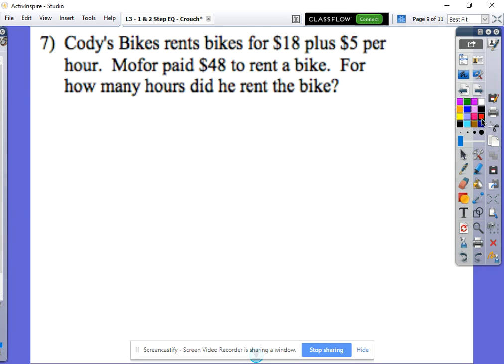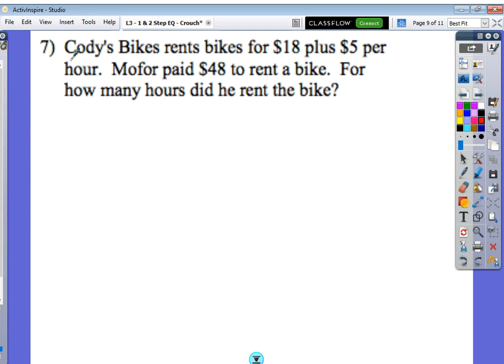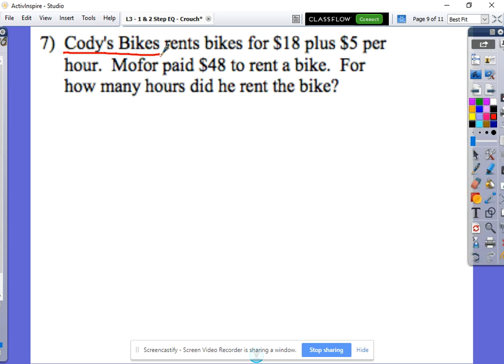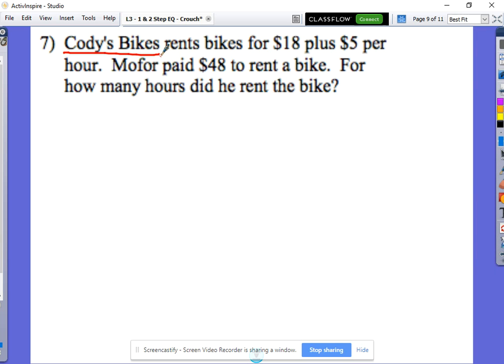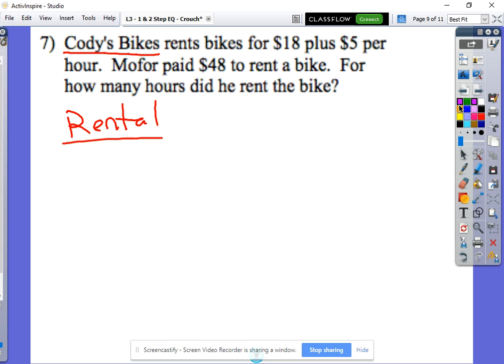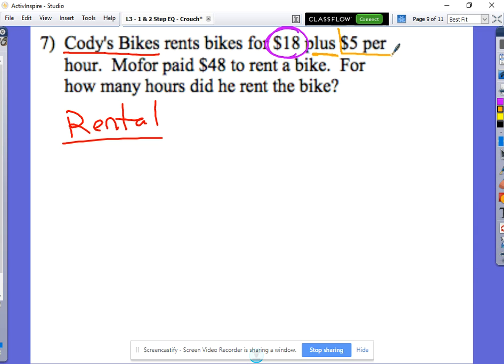All right, so we're going to try a word problem here. We've got a place called Cody's Bikes, and we're renting them. So the rental essentially consists of two parts. Okay, so we've got to read this very carefully. Our rental basically costs us $18, and then on top of that, plus an additional $5 per hour.